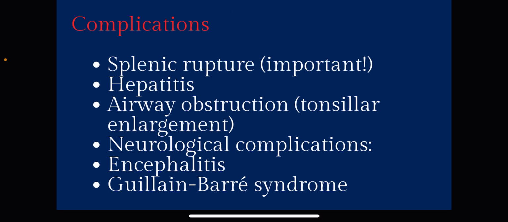Now, what are the complications associated with infectious mononucleosis? The most important complication is splenic rupture, and also hepatitis, airway obstruction due to tonsillar enlargement, and other neurological complications like encephalitis and Guillain-Barré syndrome are also seen here.